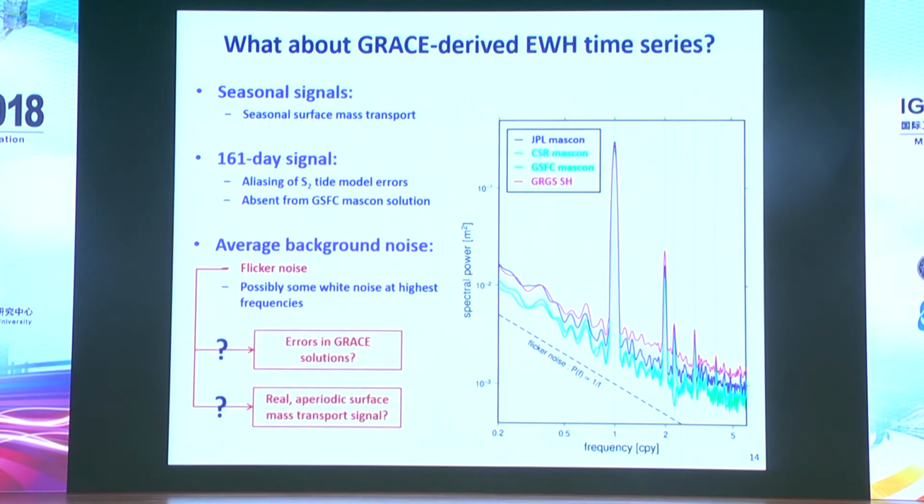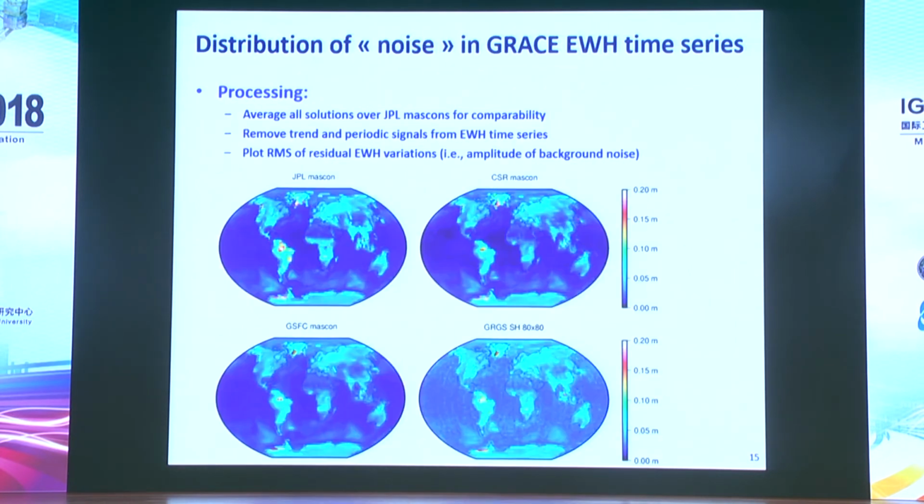Hence the question of whether this flicker noise comes from errors in the GRACE solutions, or if it could be real aperiodic surface mass transport signal, which could deform the Earth and maybe explain part of the flicker noise in GNSS time series. So to get an idea on this, we first look at the spatial distribution of the noise in GRACE EWH time series.